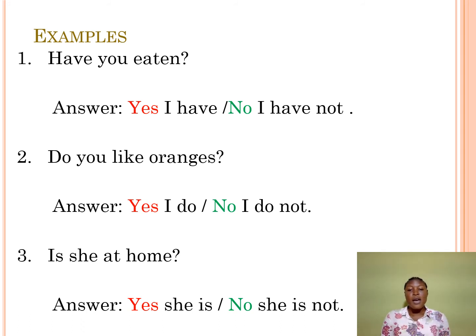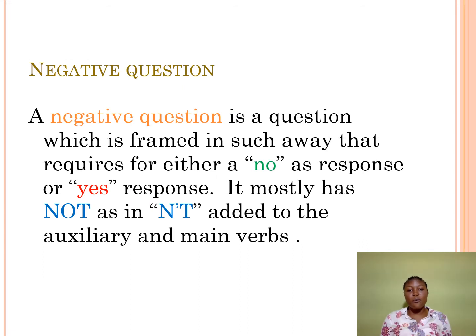So you see, the yes or no runs through all the answers. And we could see that after the yes or no in the answer, we have the verbs in each sentence. That is, that of 1 is have, that of 2 is do, and that of 3 is is. All these verbs run through the answers. Good. Now we carry on to negative questions.